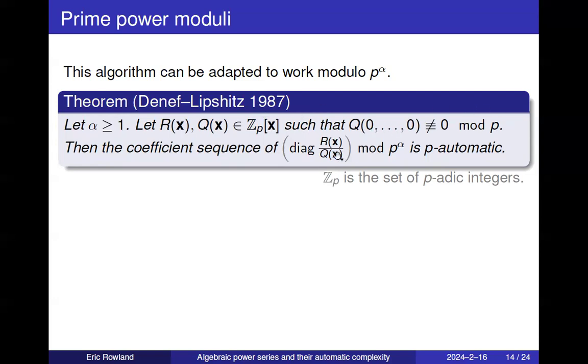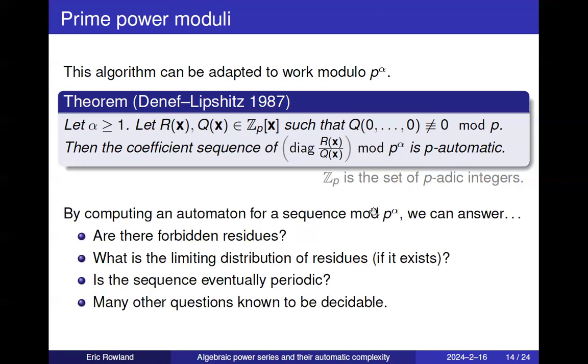And it says that if you have a rational expression in any number of variables, as long as the constant term of the denominator is invertible mod p, because you need to be able to invert it to get a power series, then when you take the diagonal terms and reduce them modulo a prime power, you get a p-automatic sequence, where this prime is the same prime as the prime that you're reducing modulo a power of. And this works more generally. You can think of this as the integers, but it also works more generally in the p-adic integers, for those of you familiar with that.